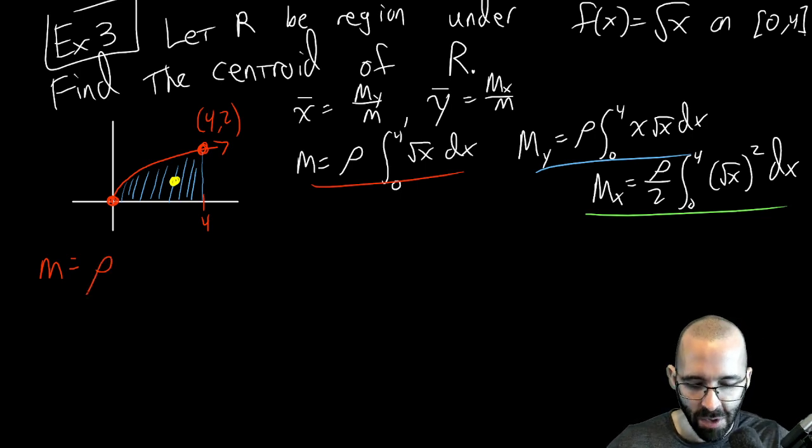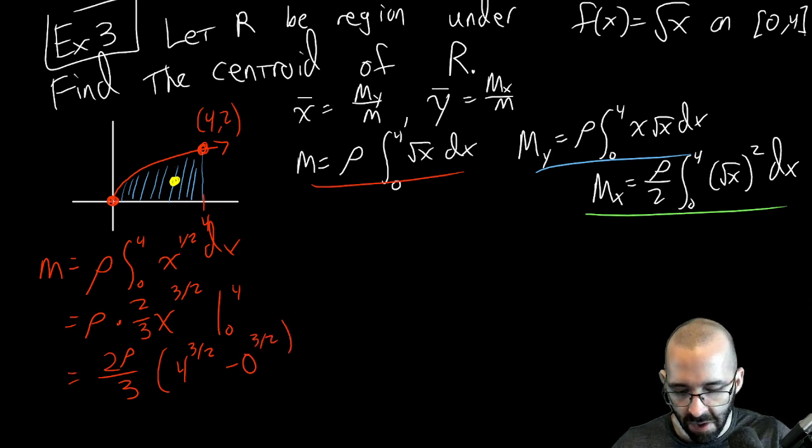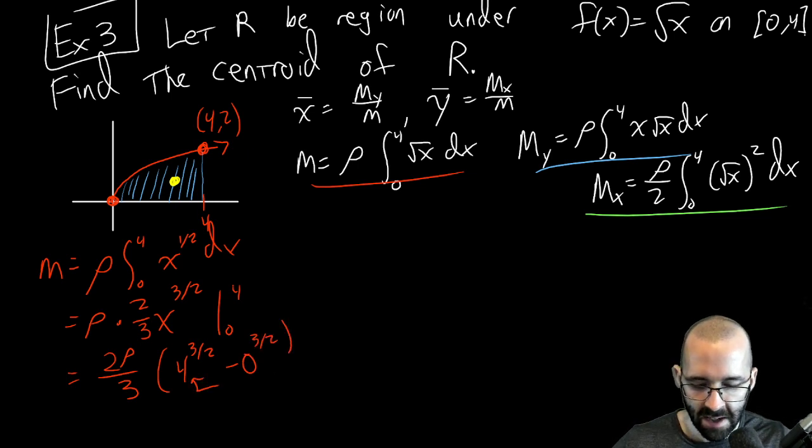Anyway, this is rho times the integral from 0 to 4 of x to the 1/2. We use the power rule. X to the 3/2 times 2/3, from 0 to 4. We get 2 rho over 3 times 4 to the 3/2 minus 0 to the 3/2. 4 to the 3/2 is 8. We get 16 rho over 3.